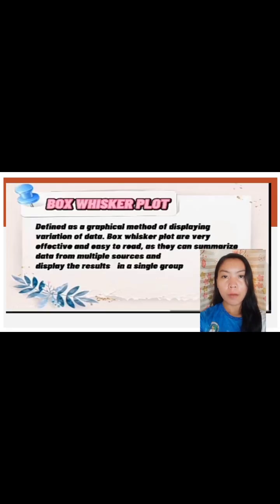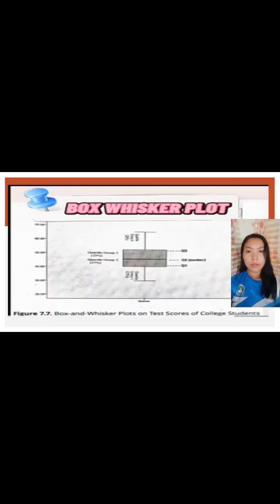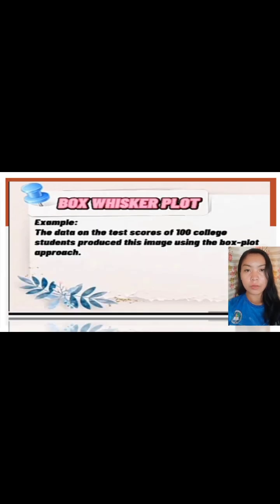Next, we move on to the box and whisker plot, defined as a graphical method of displaying variation of data. Box and whisker plots are very effective and easy to read as they can summarize data from multiple sources and display the results in a single group. So this is the box and whisker plot on the test scores of college students. For example, the data on the test scores of 100 college students produced this image using the box plot approach.